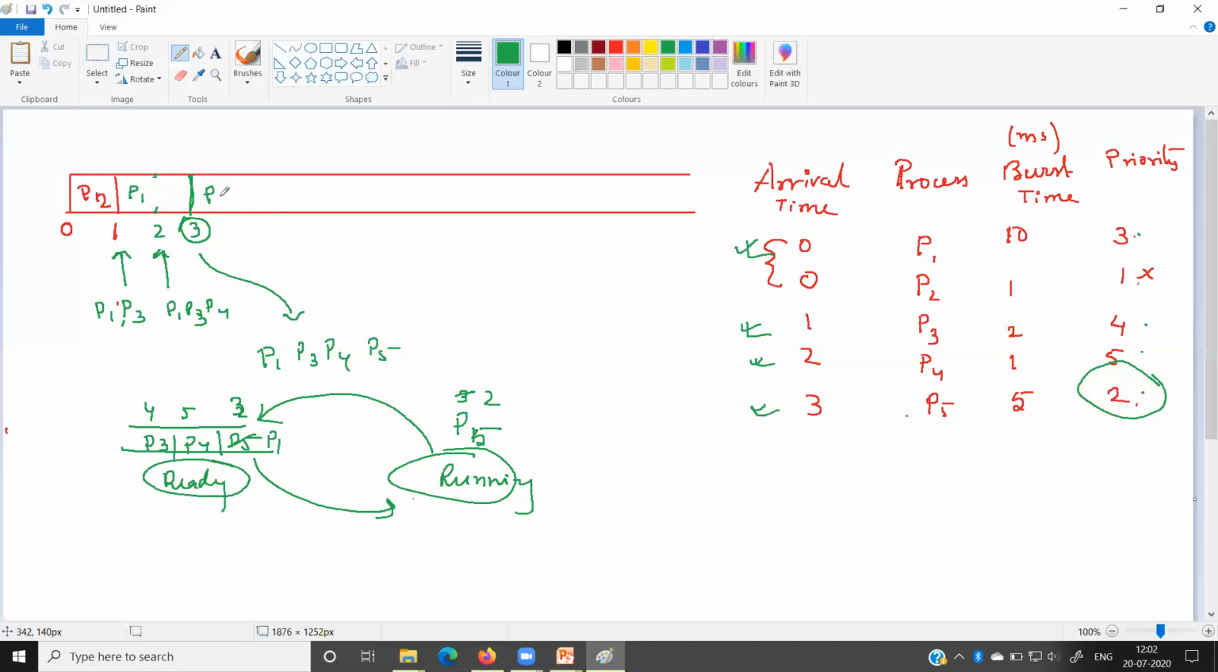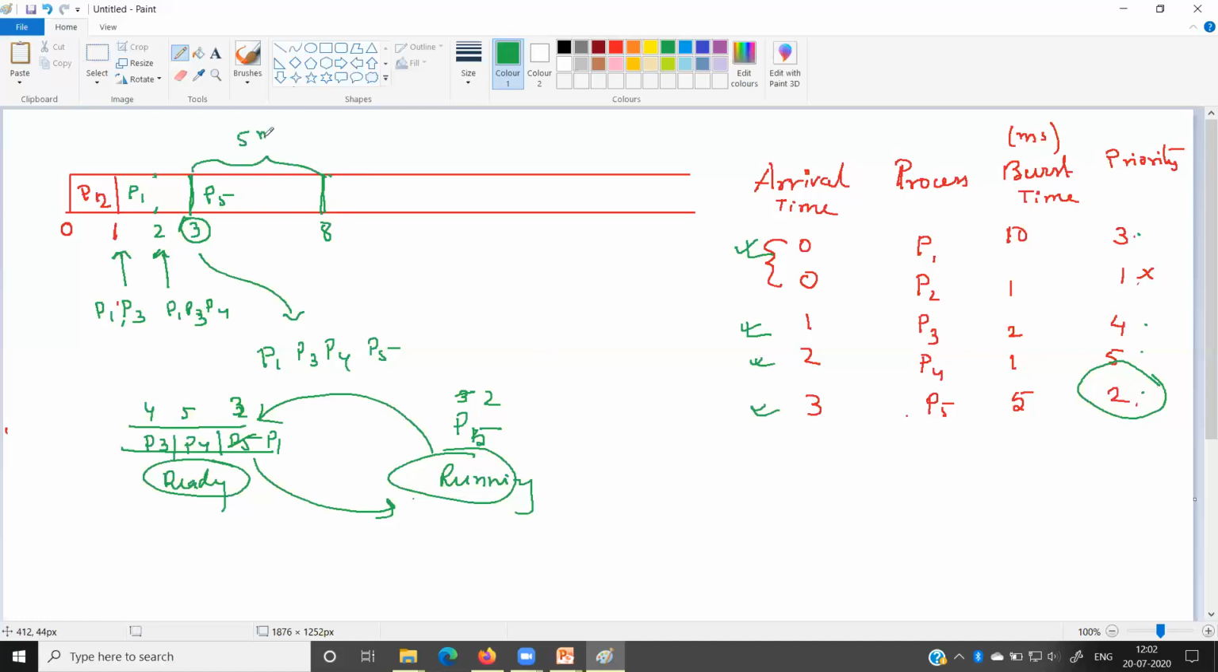At this time instant, P5 will start its execution. You can see the burst time for P5 is 5, and no other processes have arrived after that. So P5 will continue for 5 units of time, and it will leave the CPU after execution, that means after completion of the 5 units.